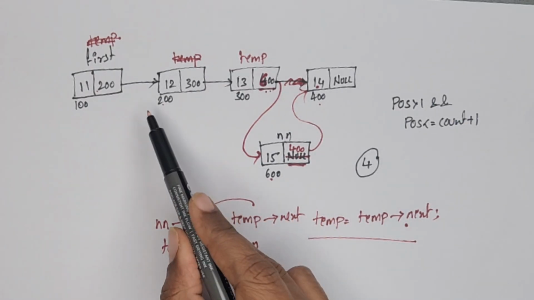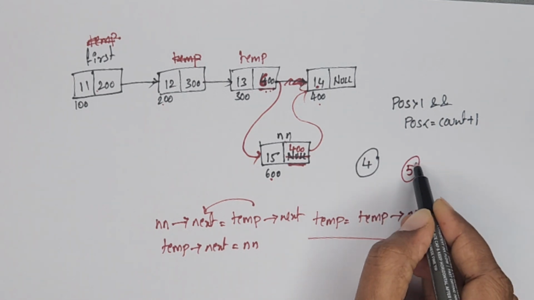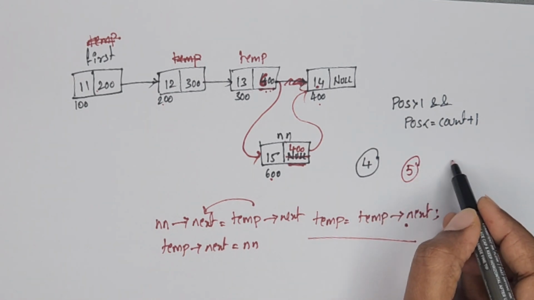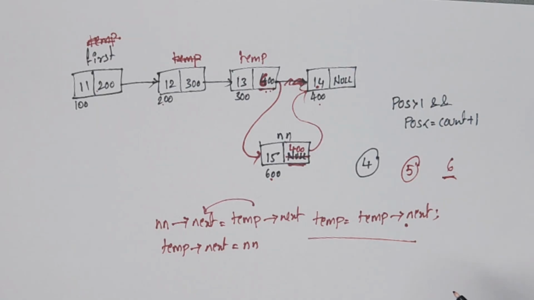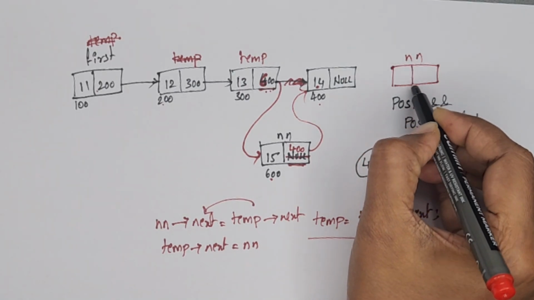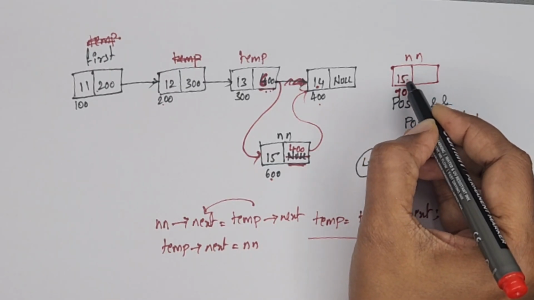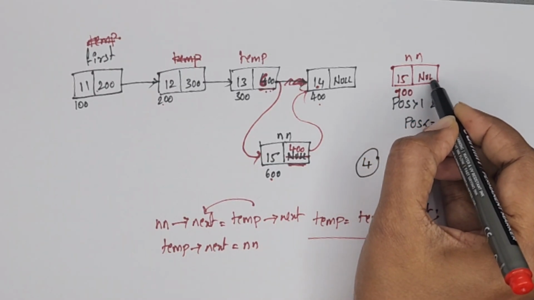Okay. Now the count value is 5. Now I want to insert an element in the 6th position. So again create one new node, for example 700. Read one number, and assign new node of next as null.